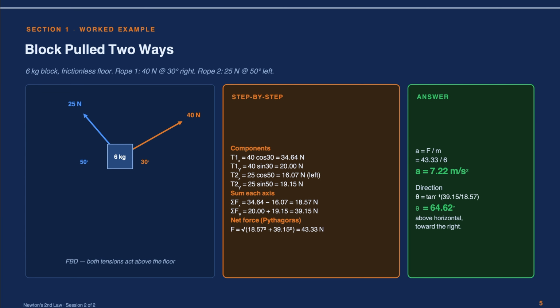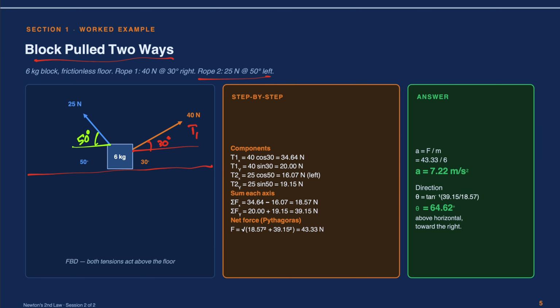A block is pulled two ways, okay? Frictionless floor, so no friction here. Rope 1, so this is tension 1 here, is 40 newtons at 30 degrees. Oh, whoops. This other one would be tension 1, because this is the 40 newtons at 30 degrees, right? Rope 2 is 25 newtons at 50 degrees left. Okay, so 50 degrees left.